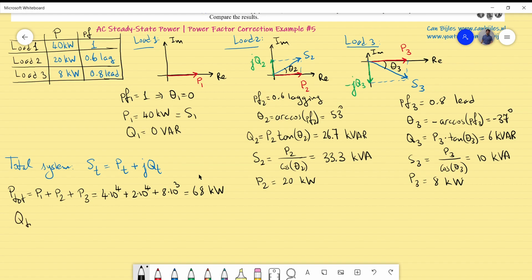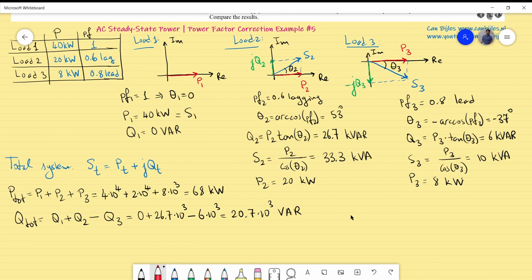Okay, let's move on to the Q total. What is Q total? Now we have to be very careful with Q1 and Q2 that you can add together, but for Q3 you already know there's a negative sign here. So you have to be very careful and make this a minus sign, so you will have minus Q3. Okay, what is Q1, what is Q2, what is Q3? We already calculated this, it's all here. So Q1 is 0, Q2 is this one, kilovolt amperes reactive, and I will get the 6 here. Of course, I will make it minus for Q3. So what do I have? I have the following: 0 plus 26.7 times 10 to the power 3 minus 6 times 10 to the power 3, and I will get 20.7 times 10 to the power 3 volt amperes reactive.